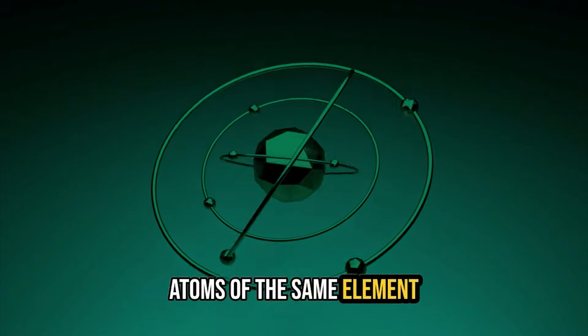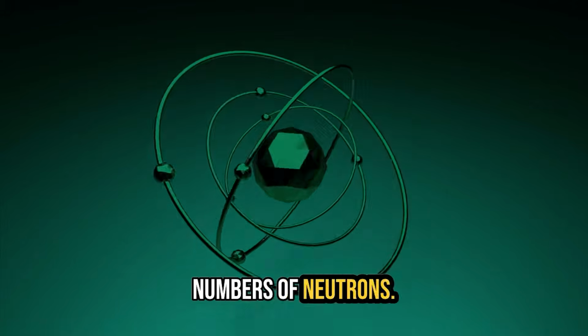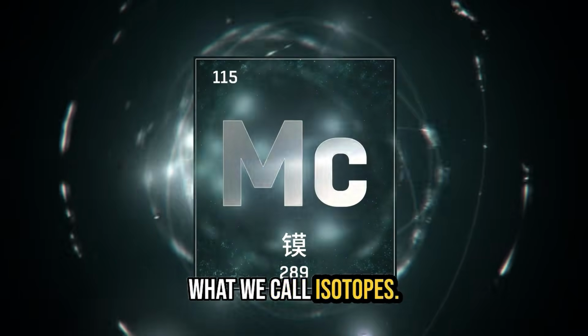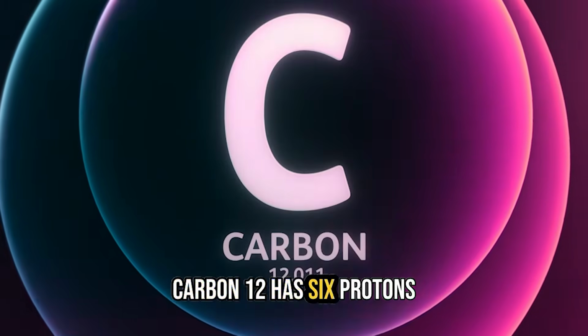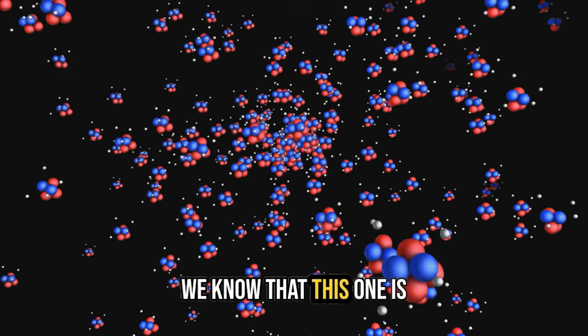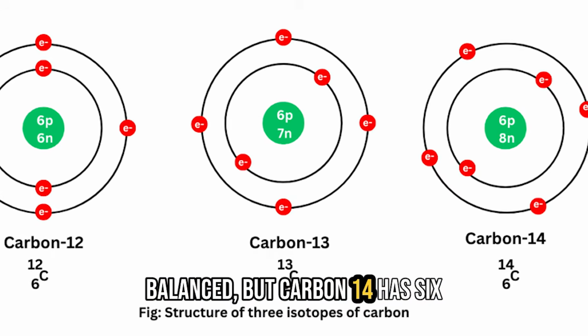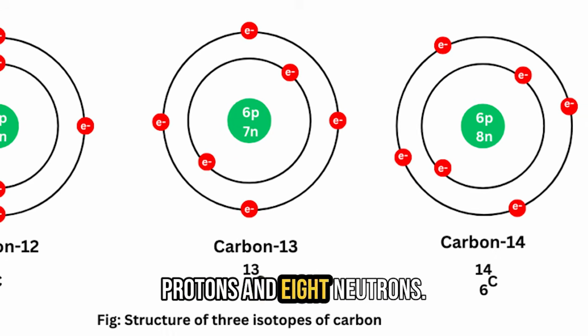Atoms of the same element can have different numbers of neutrons. These variations are what we call isotopes. Carbon-12 has 6 protons and 6 neutrons. We know that this one is balanced. But carbon-14 has 6 protons and 8 neutrons.